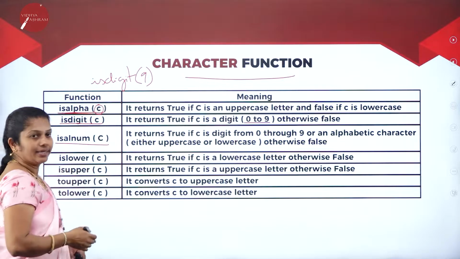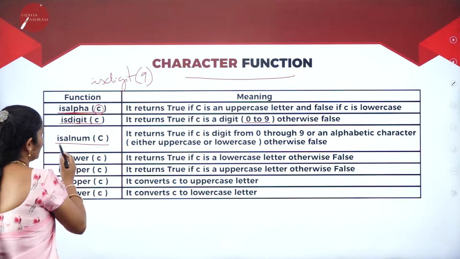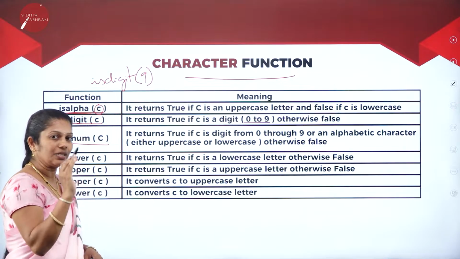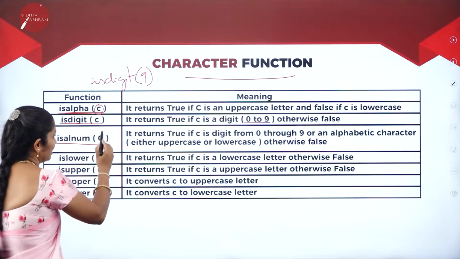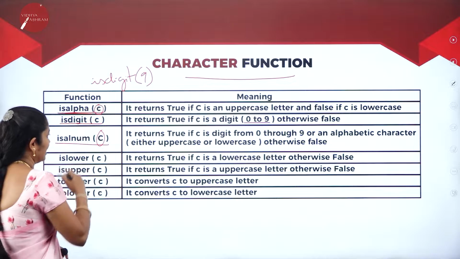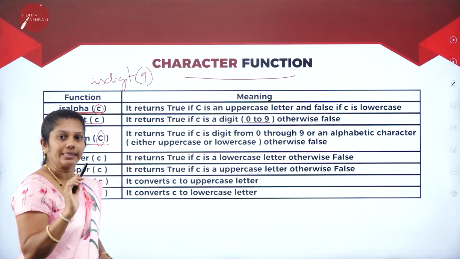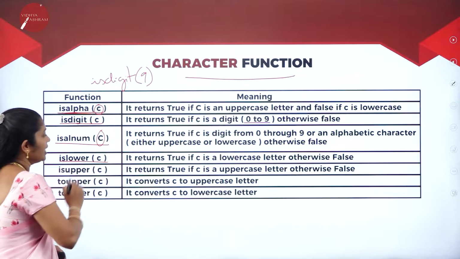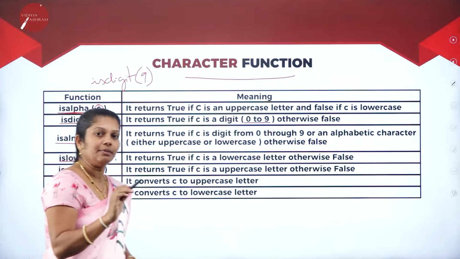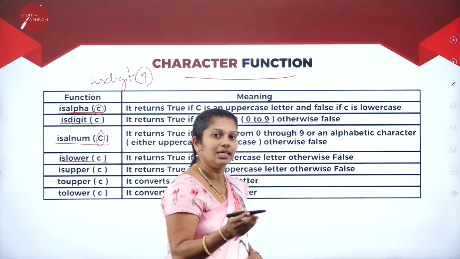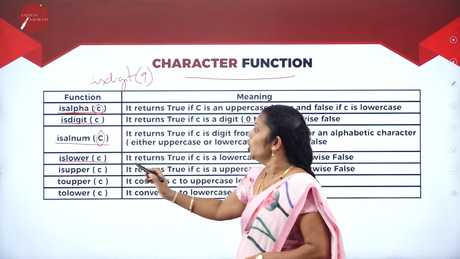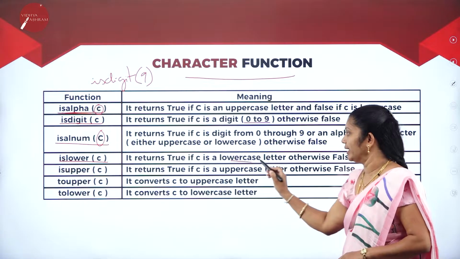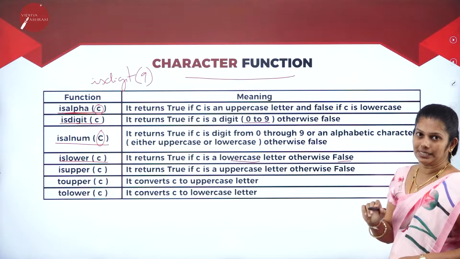Then the next one, character manipulation functions. Under that is the isalnum function. Here it will check whether the given character, especially C, is an alphabet or a number. Then the next one is islower. The name itself suggests it will check whether the given character is in lowercase or not. It returns true if C is in lowercase. Otherwise, it will return false here.